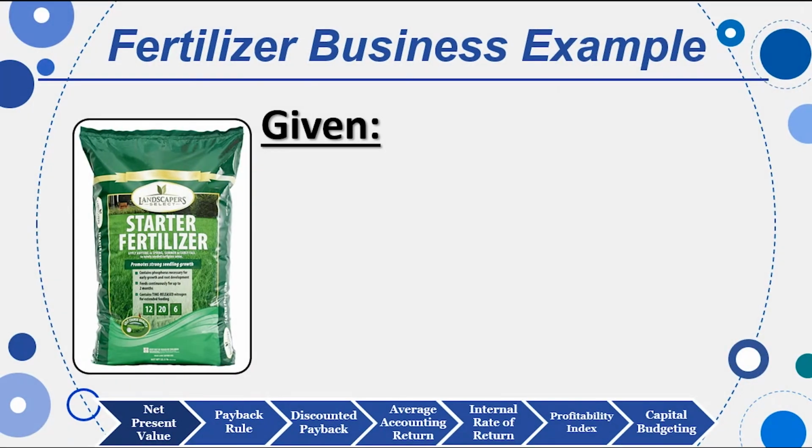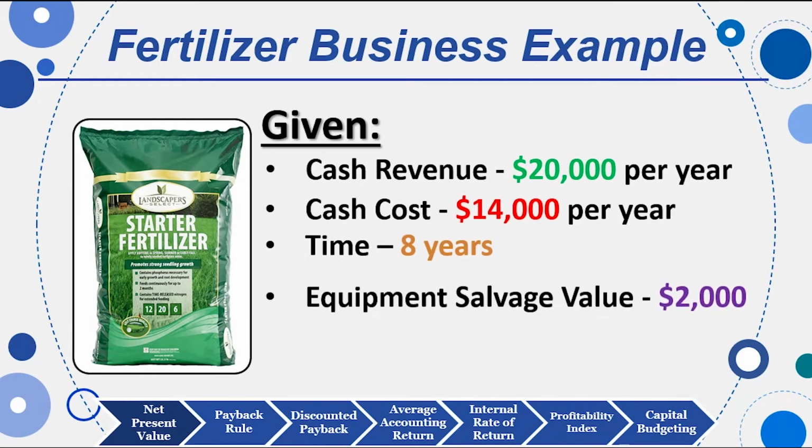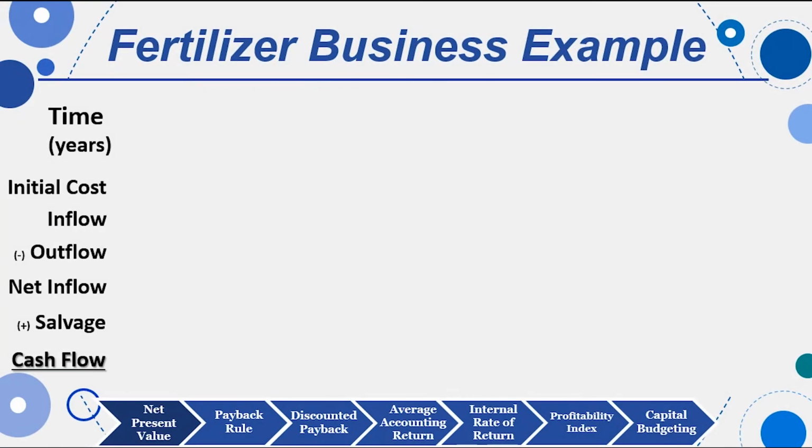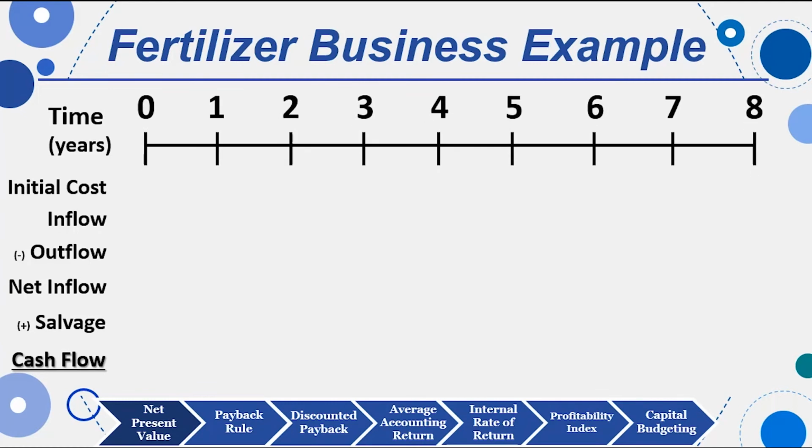Let's go into the fertilizer business. Cash revenues of $20,000 per year, cash cost of $14,000 per year, 8-year project. We can salvage the equipment at the end of the project for $2,000. And the project costs us $30,000 today, so we should develop a timeline. Our discount rate at our company, our weighted average cost of capital, our hurdle rate is 15%. So we're going to use that rate to discount the cash flows. Again, we set up a timeline like I recommended back in Chapter 6. For Chapters 6 through 11, create yourself a timeline. It's easier to see these problems.